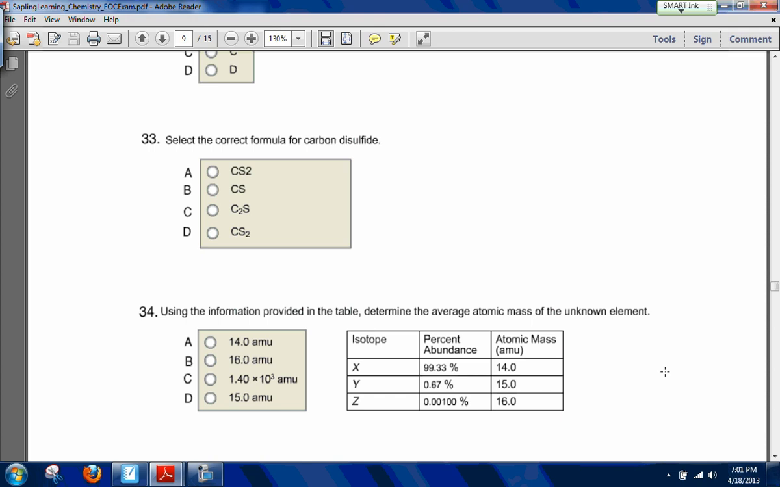Oh, finally, another easy one. Select the correct formula for carbon disulfide. So we have 1 carbon, and di means 2, so CS2. D. That one's quick. Go on to the next one.